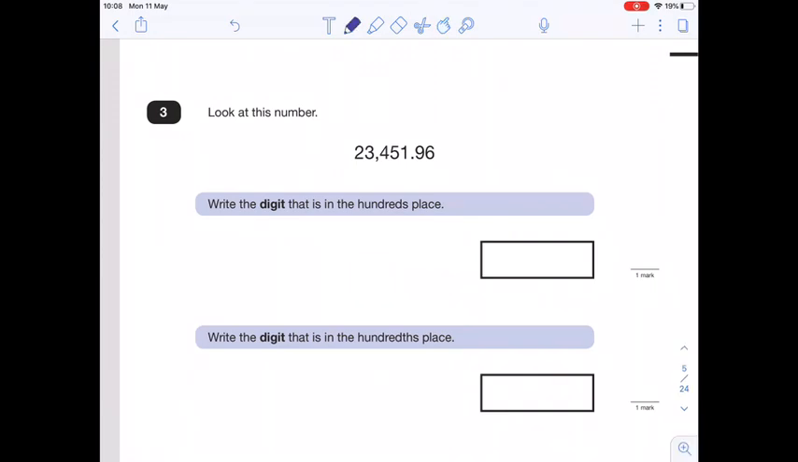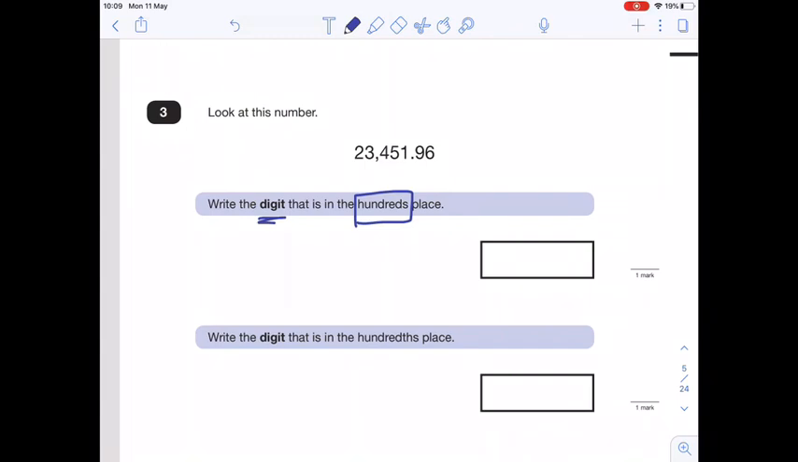We did this right at the beginning of the year. Look at this number. Read it out loud yourself. It says 23,451.96. And we want the digit, that just means the number, that is in the hundreds place. And we want hundreds, okay?